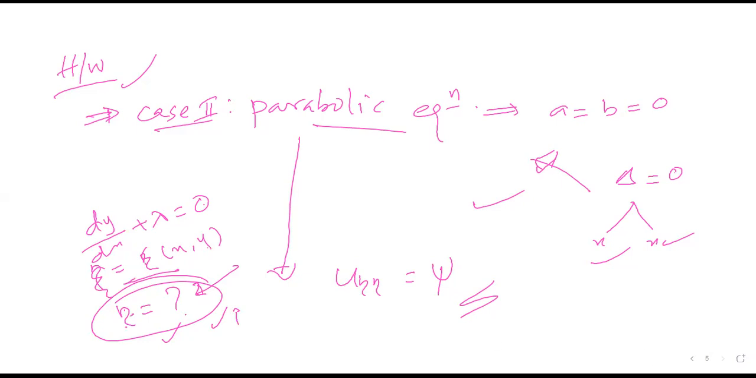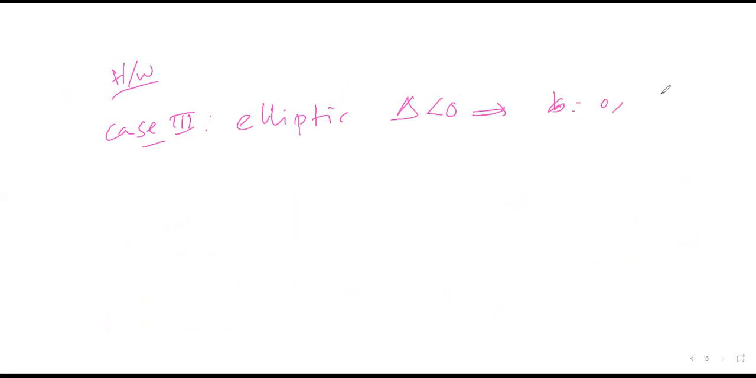Let me finish up this theorem proof. This is also your homework, case number 3. In case number 3, it is the elliptic case, delta less than 0. Also, I told you here b can be 0 and c is equal to a, or a is equal to c. So you will end up with the canonical form u zeta zeta plus u eta eta equal to phi.